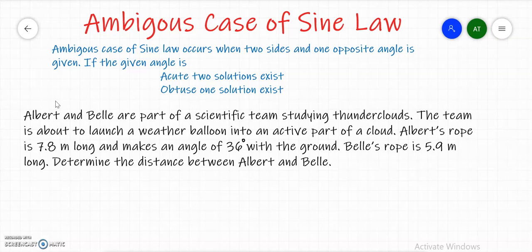In my previous video, I explained the definition of the sine law, when we have to use the sine law, and examples of the sine law. But today we are going to learn what the ambiguous case of sine law is.